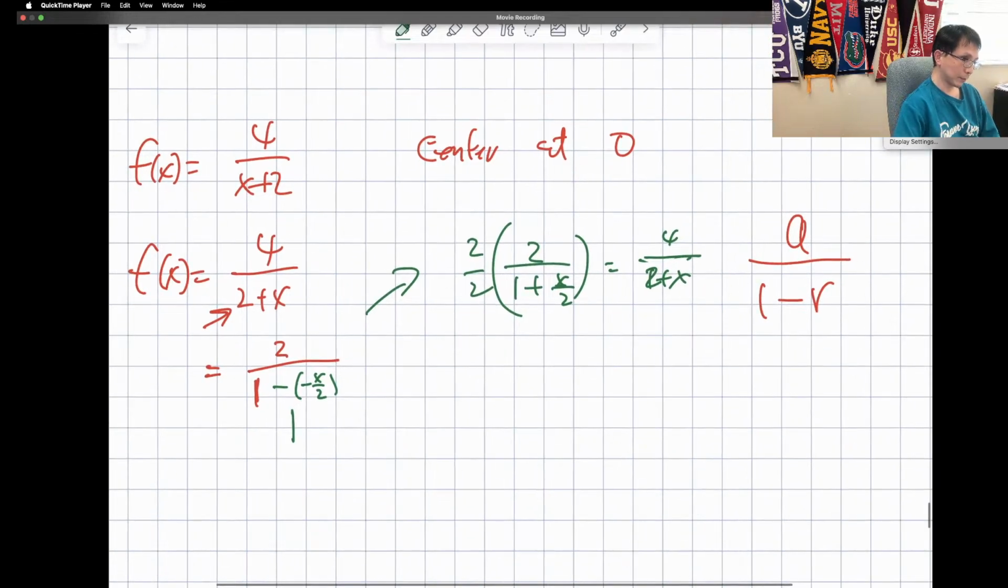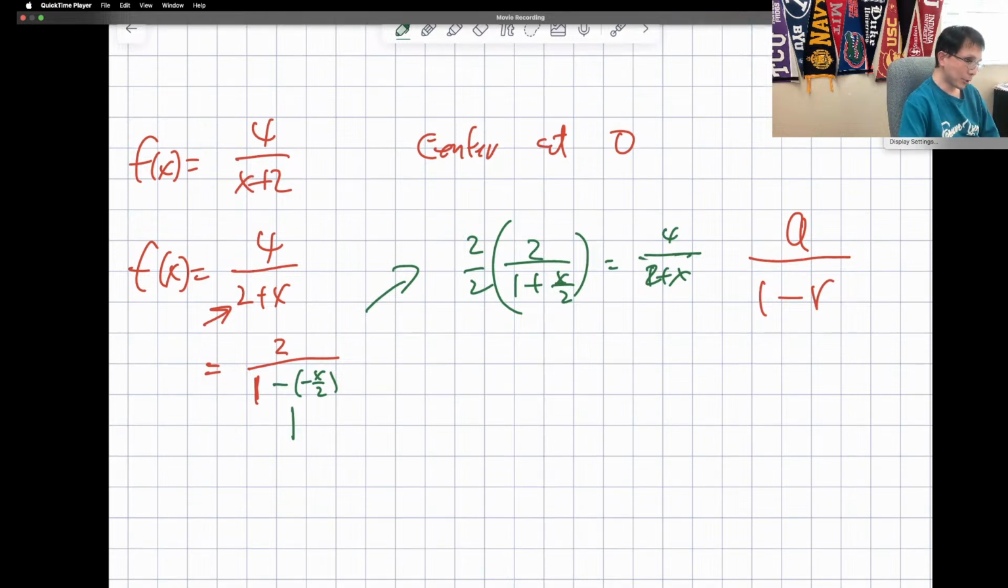Like if you ended up writing it out, it would be negative 1 to the n times 2 times x over 2 to the n. So we're going to say 4 over x plus 2. I'm going to write it down as a power series. Geometric series is the sum from n equals 0 to infinity of a1 times r to the n.